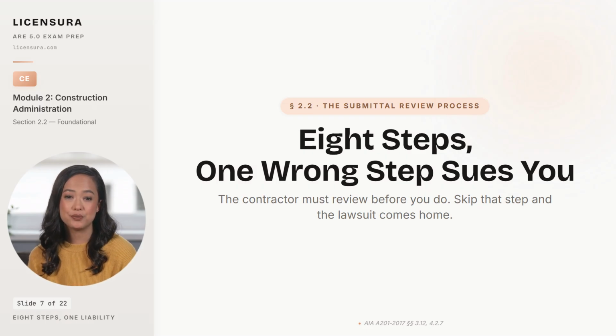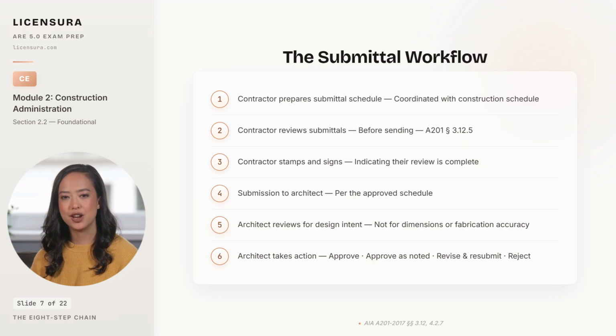8 steps, 4 parties, 1 liability firewall, and the firewall lives in step 2. Walk the 8 steps in order so the boundary at each one stays visible. Step 1. The contractor prepares the submittal schedule, coordinated with the construction schedule.